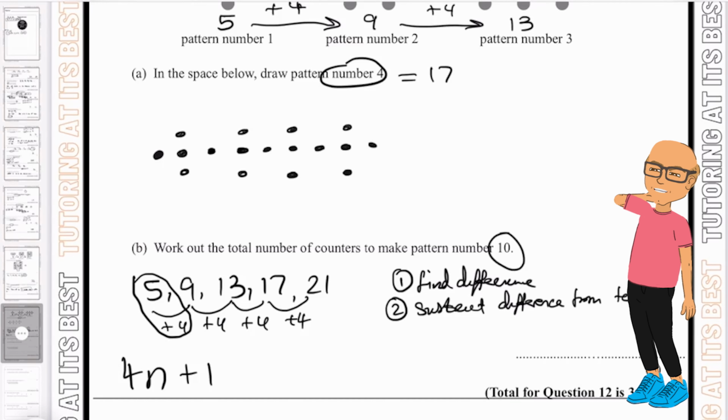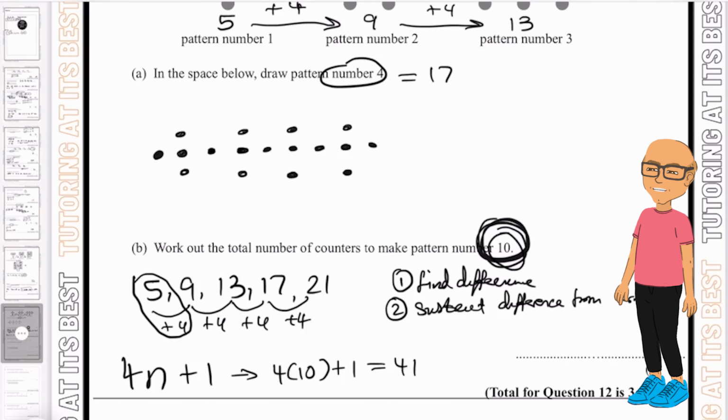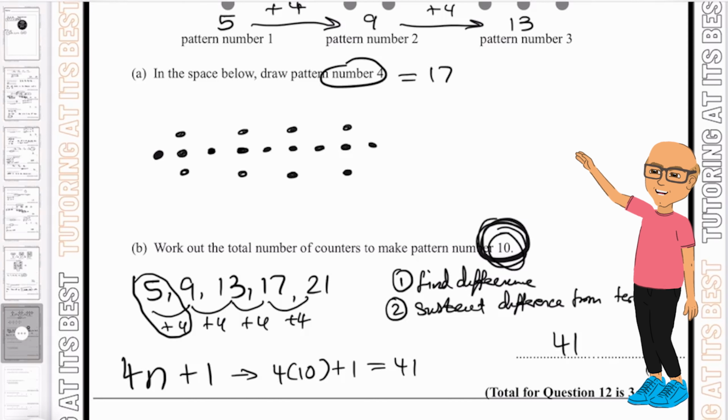So now I've gone ahead and done that. I can now substitute pattern number 10 in this. So I'll have 4 times 10, which is 40, plus 1, which is 41, and that is our answer.